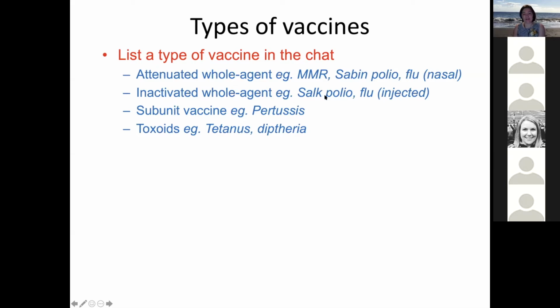A different version of polio is also an inactivated whole agent. So that's when the whole agent was taken and usually heat killed, so it can't reproduce, it just looks like itself. We've got the subunit vaccines like pertussis. We've got toxoid vaccines like tetanus toxin and diphtheria toxin that were heat inactivated.